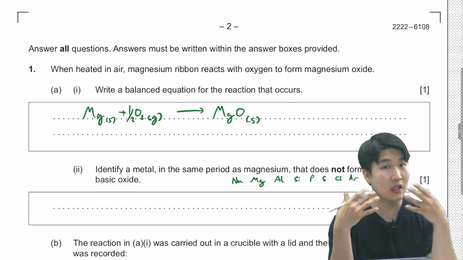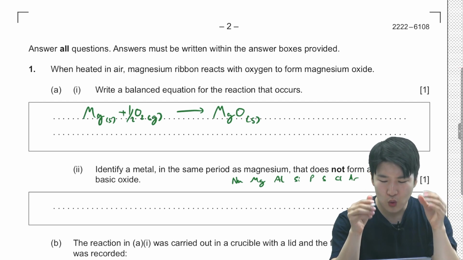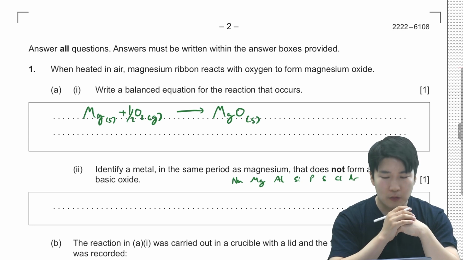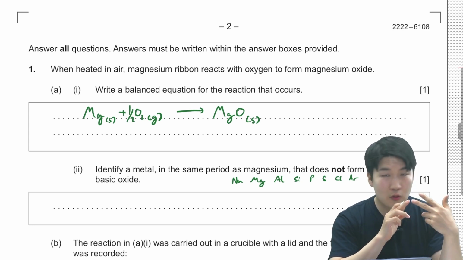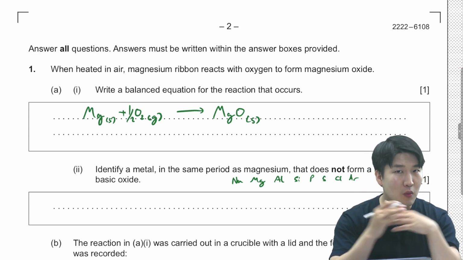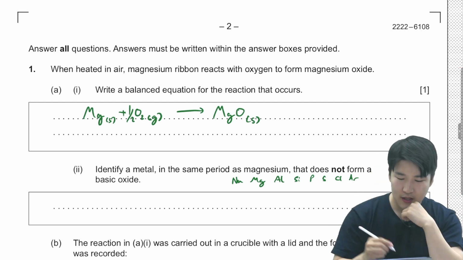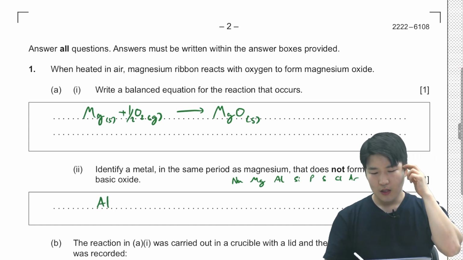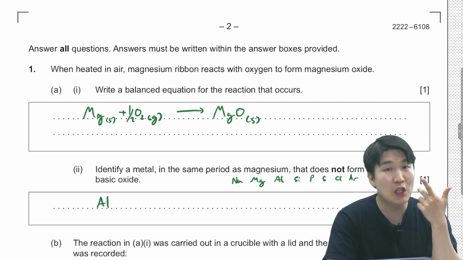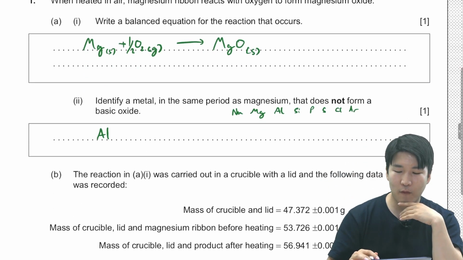We're going to skip silicon because silicon dioxide is a giant covalent macromolecule, therefore does not dissolve in water to form basic or acidic solution. Phosphorus, sulfur, chlorine oxides are all going to be acidic. Again, argon does not form an oxide because it's a noble gas. It's unreactive. So aluminium is going to be the only metal out of sodium, magnesium, and aluminium that does not form a basic oxide, but instead amphoteric.